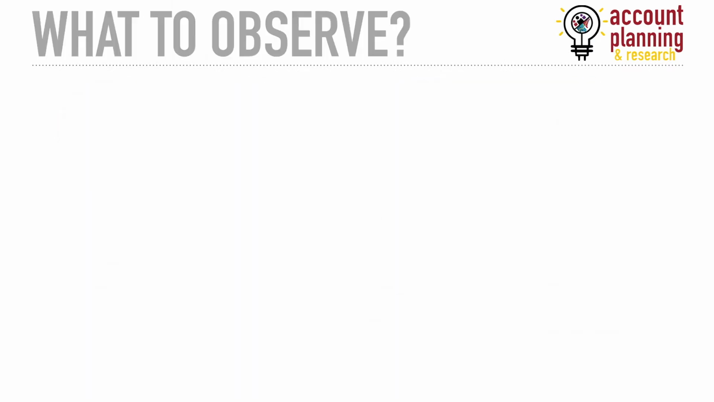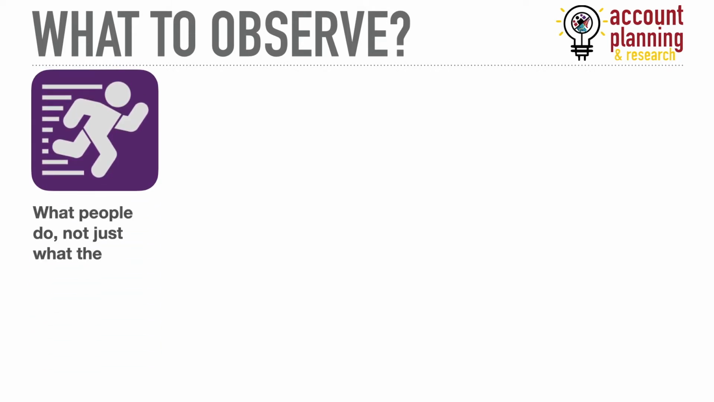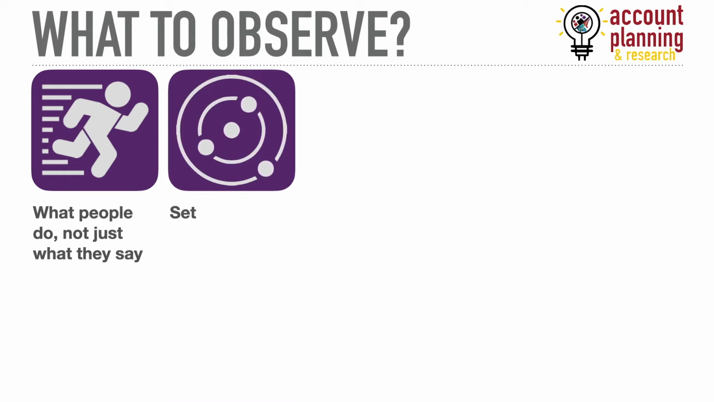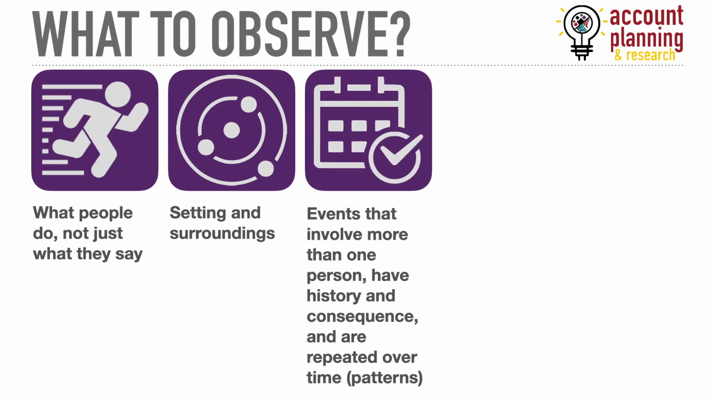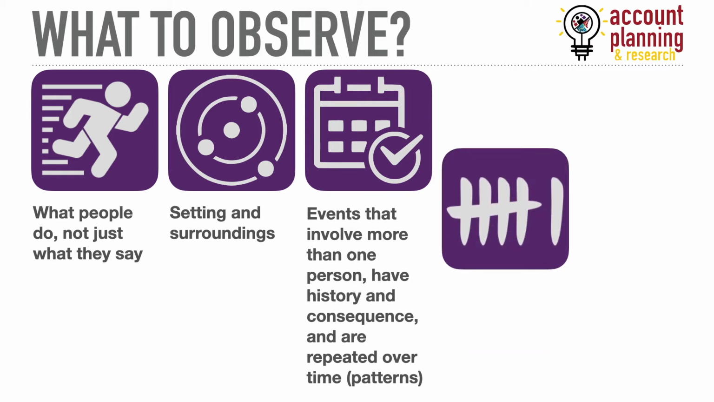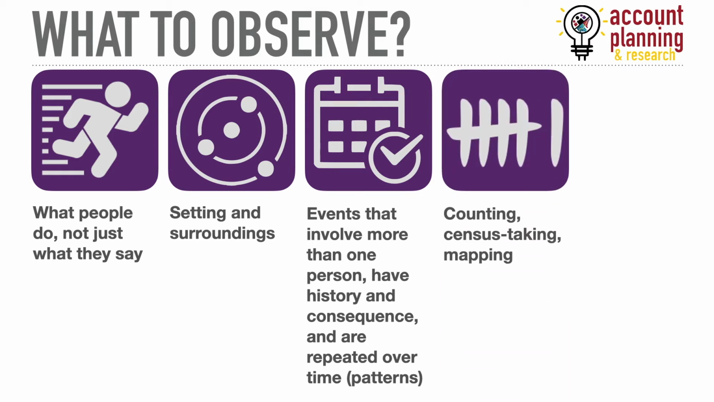So what should you actually observe when you're out in the field conducting an ethnography? It's important to observe what people do and not just what they say. You want to make note of the settings and the surroundings. You want to observe events that involve more than one person, have history and consequence, and are repeated over time. And finally, you might want to count to find patterns and consensus within a particular culture.